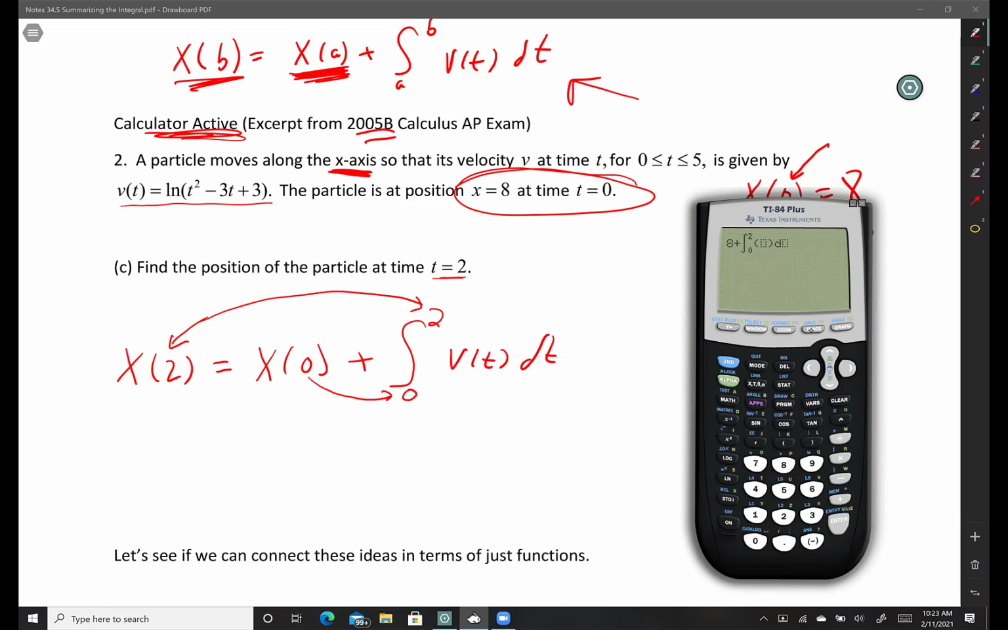Push the trace button. And there it is. You have a list of all the y values. And push enter. Since I have it in Y1, that's where I have my Y1. And then I just push the X, which is next to the alpha. And I'm going to push enter.